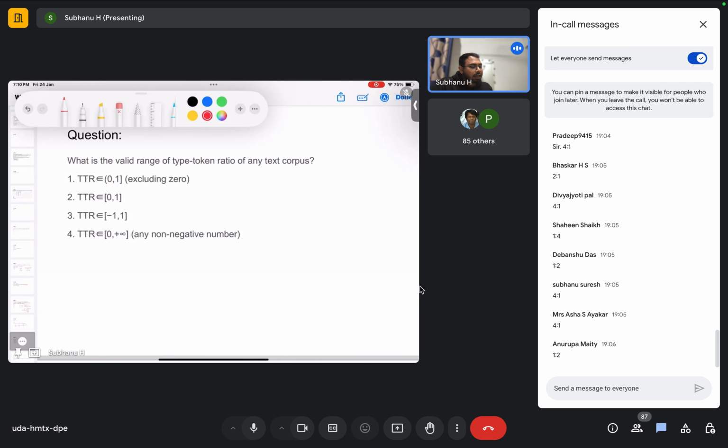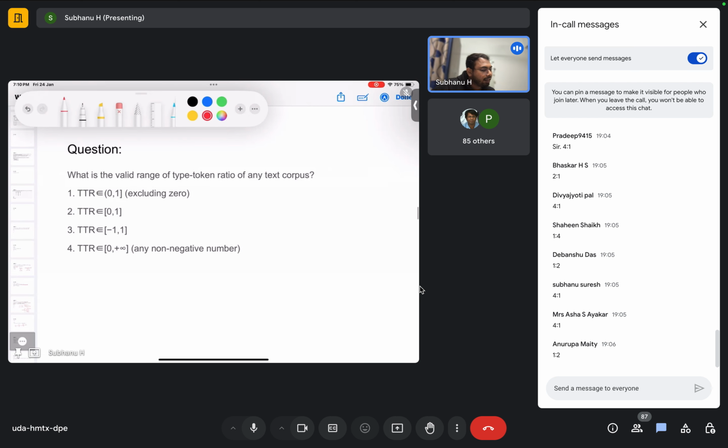Now the question is: what is the valid range of the token type ratio of any text corpus?